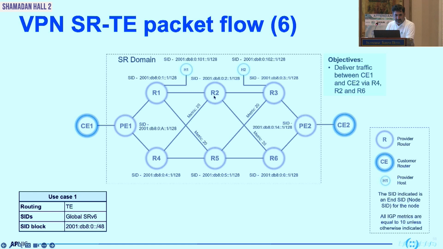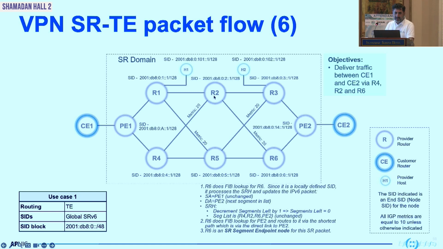The packet will reach R6, and then R6 will decrement the segment left field by 1. So the segment left field will be equal to 0. It will go to position 0, take the PE2 address and put it in the destination header, and then do the FIB lookup and forward the packet. So again, R6 will be our segment endpoint node.